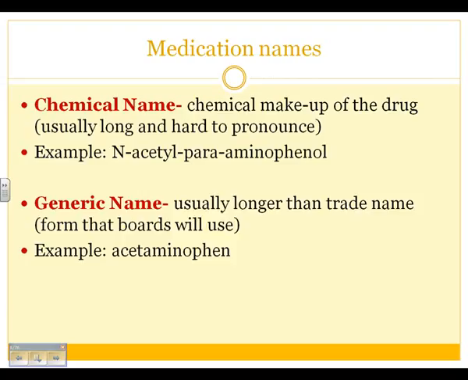Okay? The generic name is usually longer than the trade name that we're going to talk about in a few minutes. But this is the form that boards is supposed to use because it is standard. So if I went to Canada, because in Canada they don't market Tylenol, they have another name for it. But if I went to the pharmacy and said I need acetaminophen, they would know exactly what I'm talking about. So this is the standard name. And it's usually cheaper than the trade name because with the trade name you're actually paying for that trade. Like Tylenol is a trade name. If you go and buy Walmart brand acetaminophen, that would be generic. Same type of drug though. Okay?